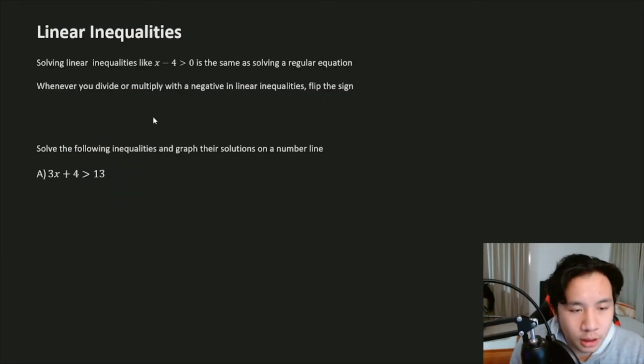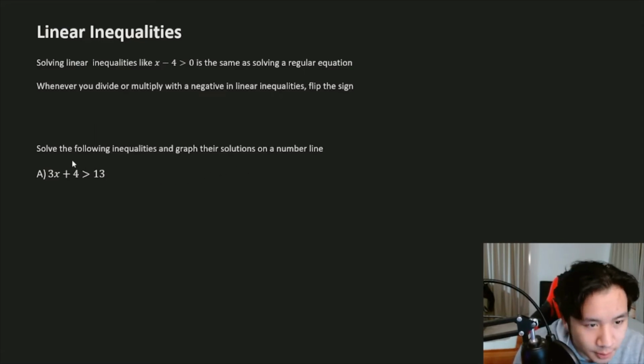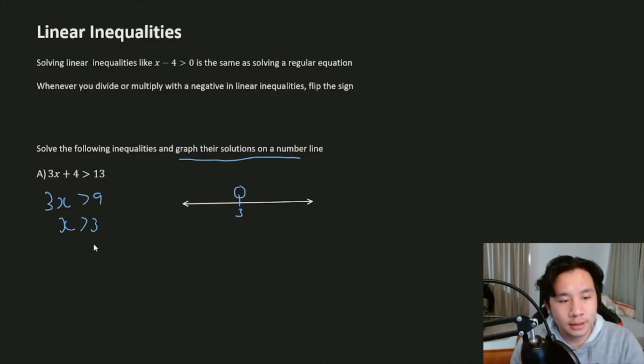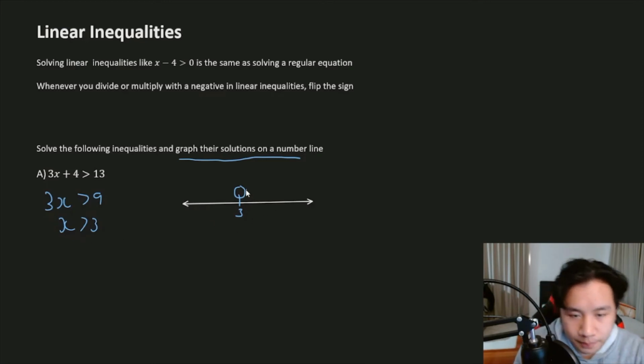All right, so here we're asked to solve the following inequalities and graph their solutions on a number line. So just as I mentioned before, this is like solving an equation. So you want to bring the -4 over to the other side. So we have this, and then divide by 3 on both sides. So x greater than 3. All right, and the second part of the question wants us to graph the solutions on a number line. So we know that the circle is going to be at 3. And it's going to be an open circle because this does not have the equal sign. So the open circle. And since this is greater than, the arrow is going to move to the right.